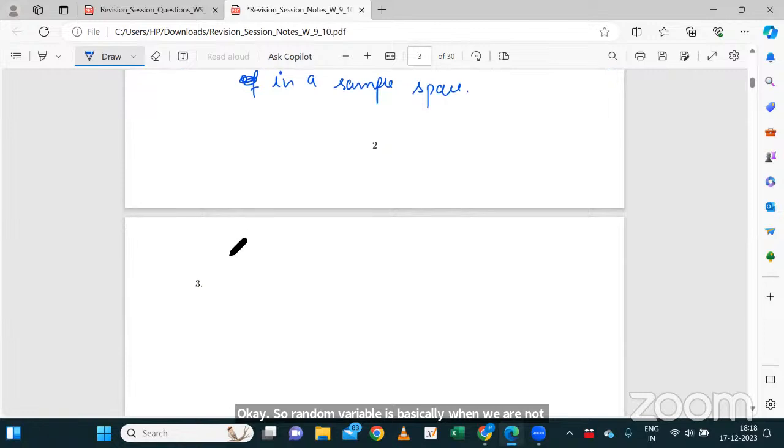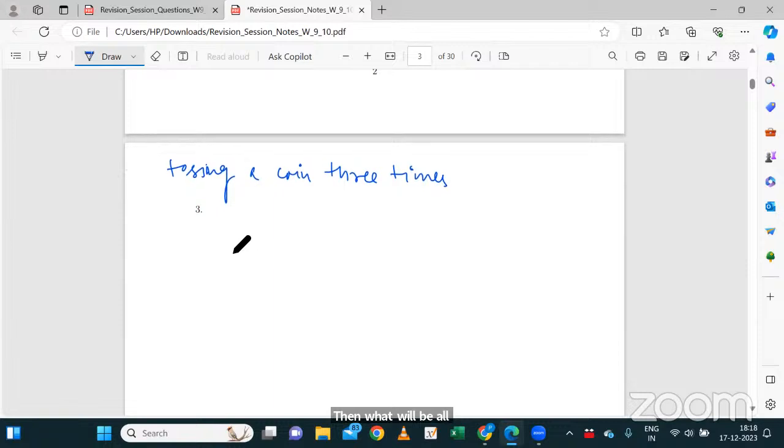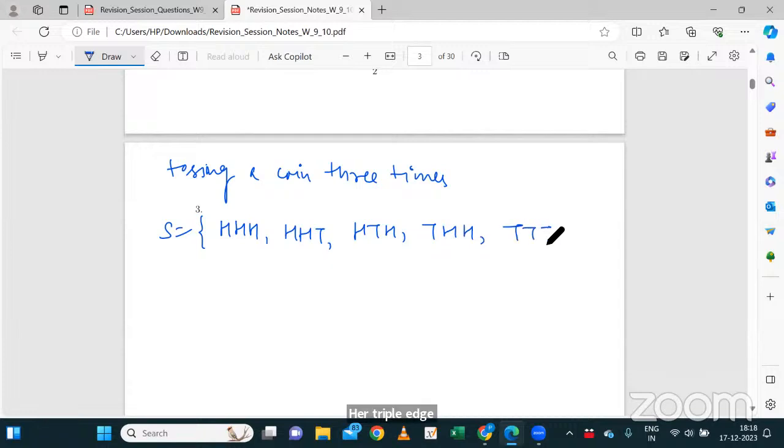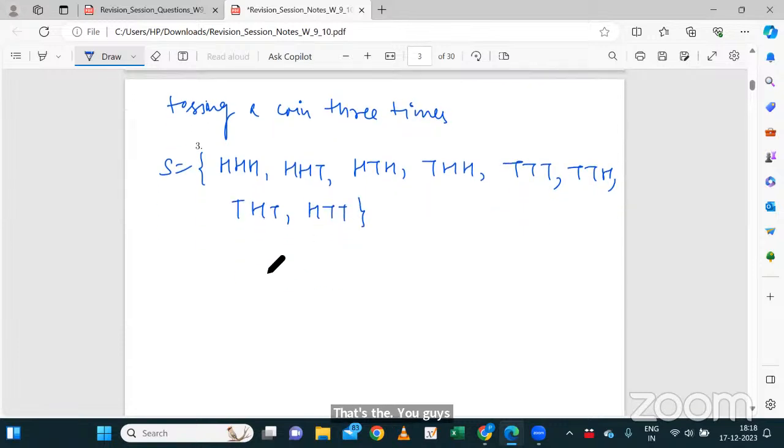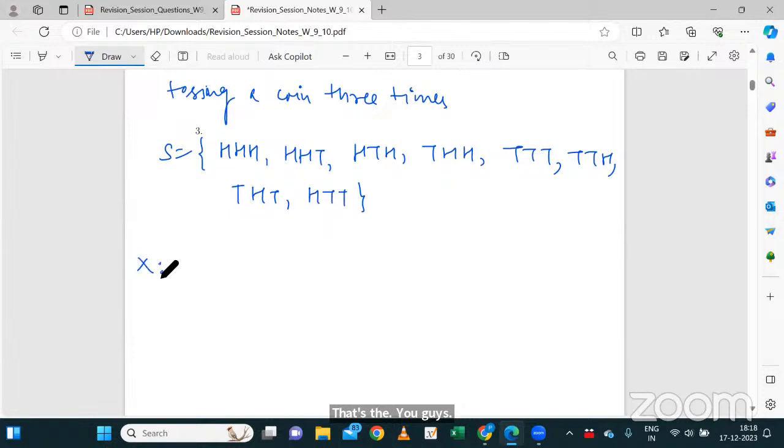Let's say suppose I'm tossing the coin 3 times. Then what will be all the possible outcomes? The sample space will be HHH, HHT, HTH, THH, and vice versa. I mean, you can do TTT, TTH, THT, and HTT, right? This is the sample space.